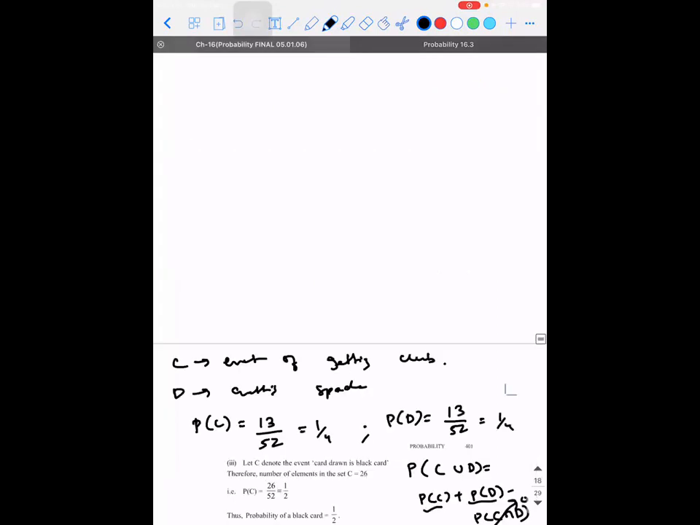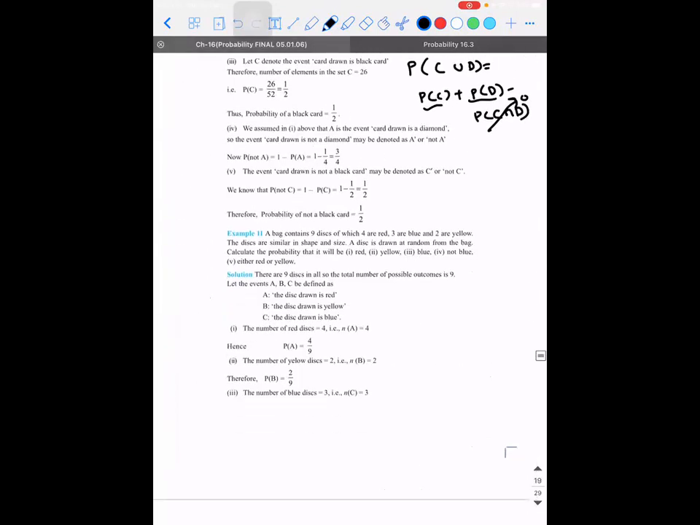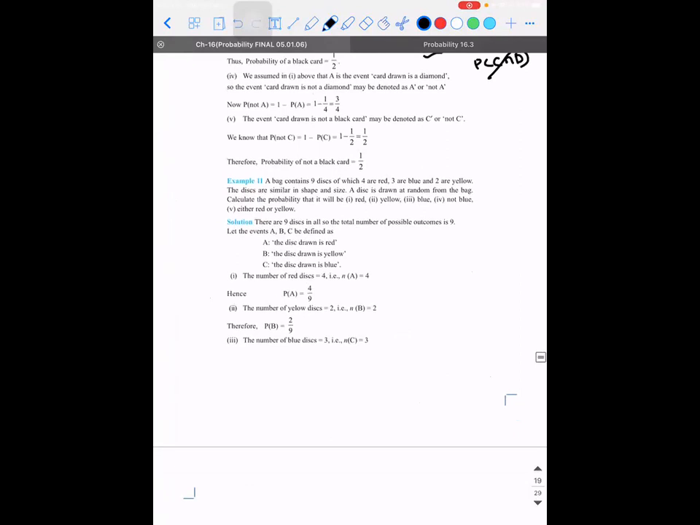I'll do it in the textbook itself so that we can compare our method and their method. Now see. Example 11 is, there is a bag that contains 9 discs, of which 4 are red, 3 are blue, and 2 are yellow. The discs are similar in shape and size. So what they are saying here is, you need not call it as R1, R2, R3, R4. If you take any of the red, it is the same. It is similar to the identical white balls example that we did. I hope you're able to understand, guys. So that is the meaning of similar in shape and size. They are identical.